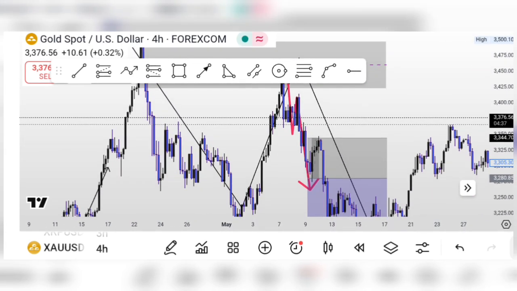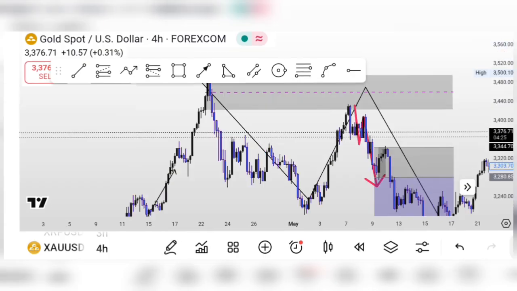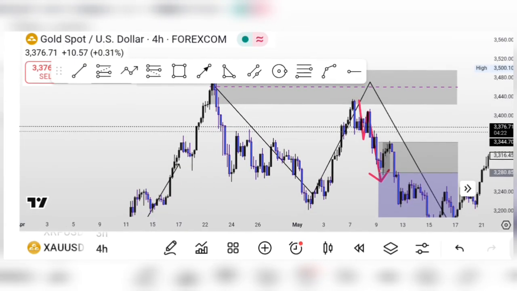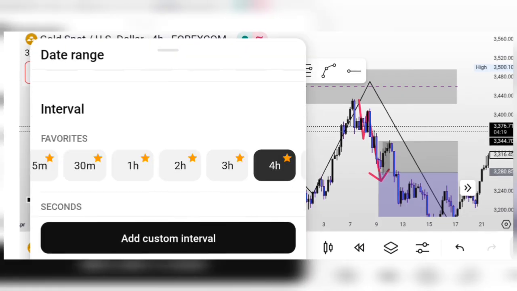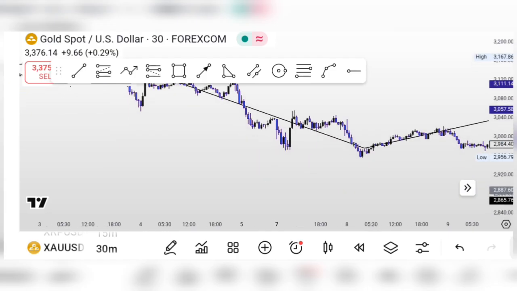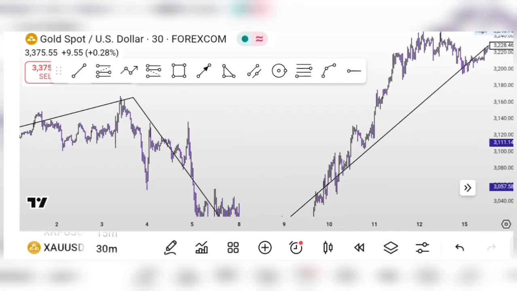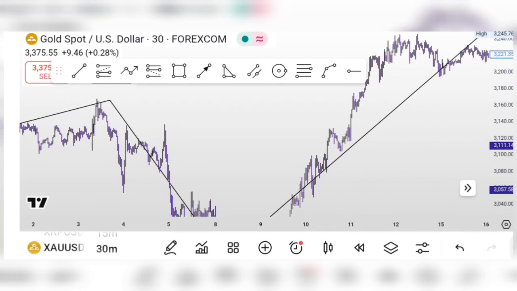Let me tell you guys the best time frame to use. Sorry, I'm using 4 hours because I know what I'm doing. So if you're a professional, please. If you're a beginner, use the 1 hour or the 30-minute time frame for the market structure. 30 minutes or the 1 hour time frame is better for the market structure. So this is a 30 minutes time frame.